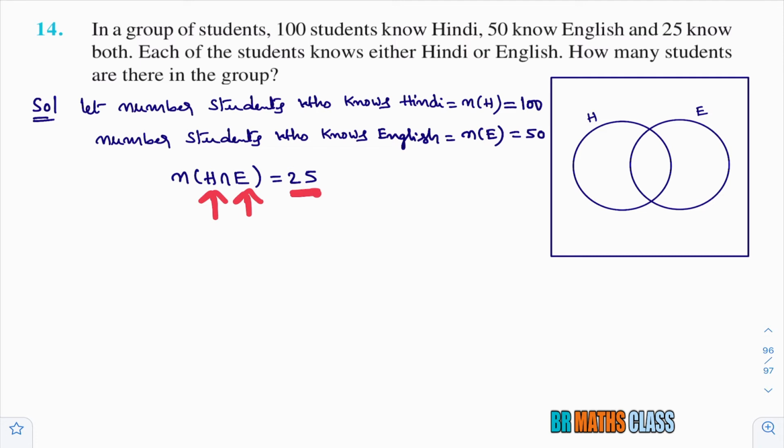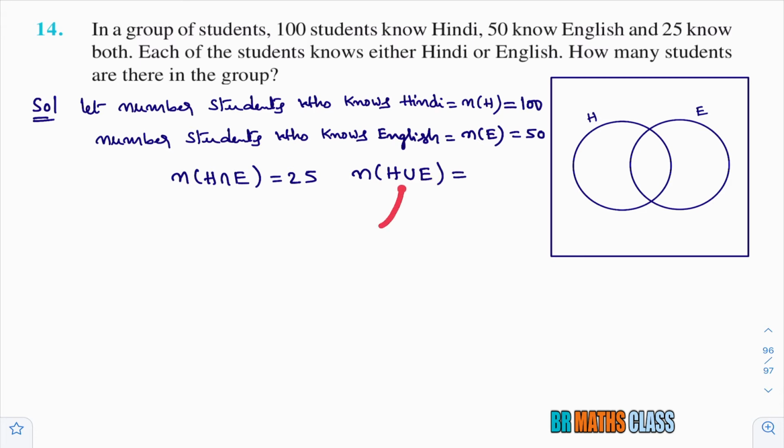This data they have given. Now what are they asking? How many students are there in the group? Here this is the important point. Each of the students in that group knows either Hindi or English. That means how many people are there in the group means n of H union E. If I take it like this, what is this n of H union E?